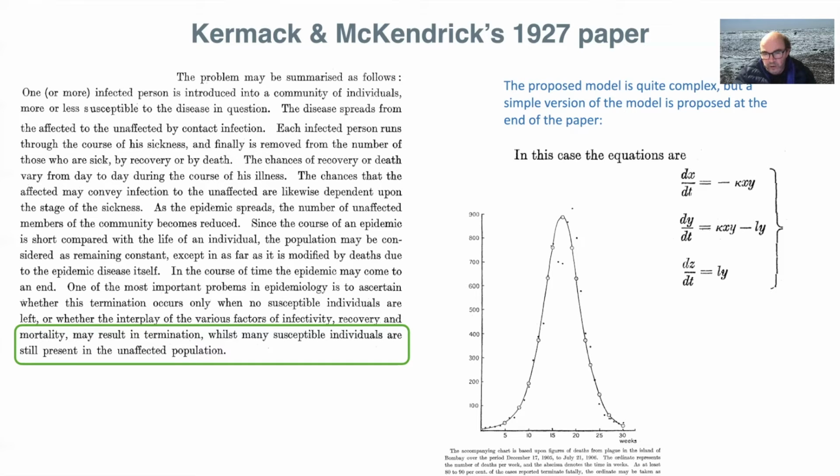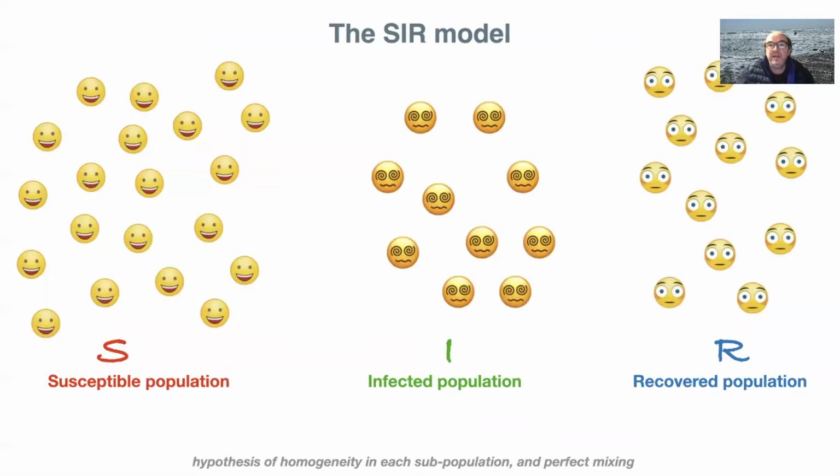They also show a curve, which I copied here. It's a curve of the infected people. You can see that it's increasing, reaching a maximum, and then decreasing. They also propose some equations. These equations are still used for this very famous model, which is called the SIR model.